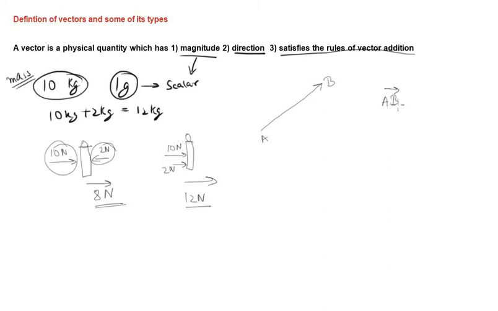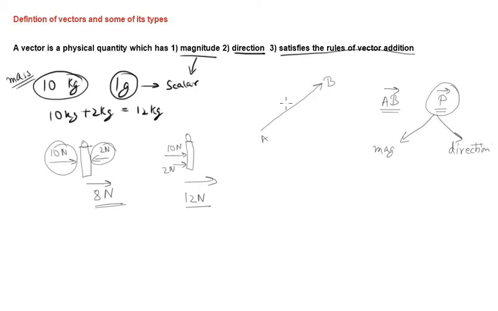Now some of you might like to use a single letter, not AB but just a single letter, let's say P. So that is also fine. You can go ahead with both of the ways of writing vectors, right? So if P is a vector, it has two characteristics. One is called magnitude and the other is called direction, right?